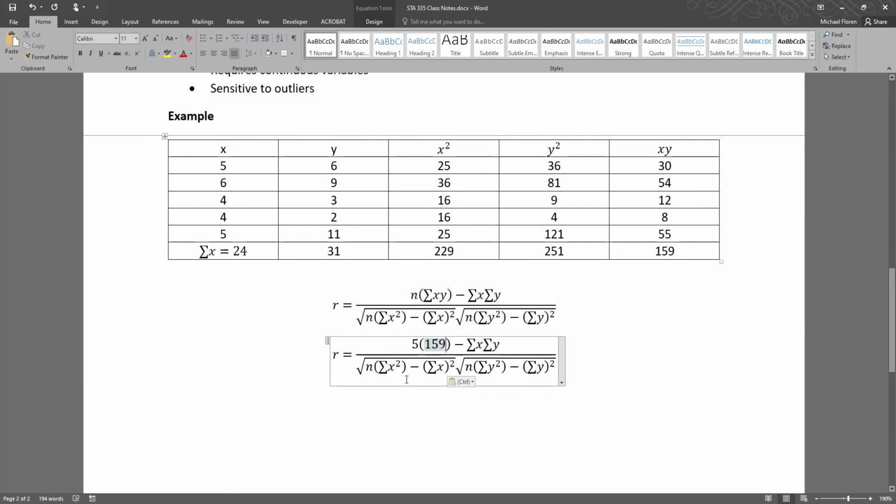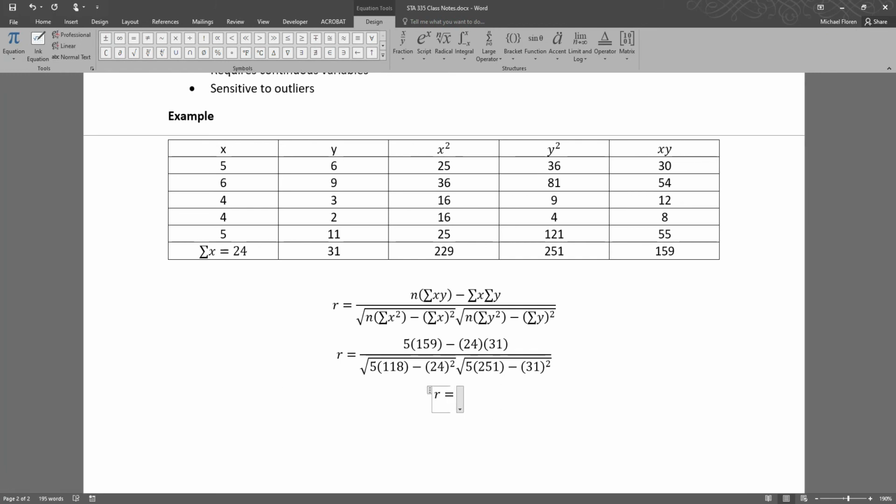On your own, go on and fill out the rest of this equation, copying and pasting the appropriate elements in for their equation counterparts. After you've entered in all the appropriate numbers, you can go on and solve the equation. On my calculator, I get that the correlation between x and y is 0.795.